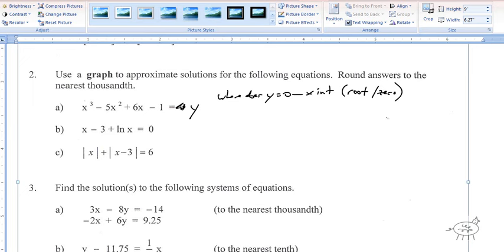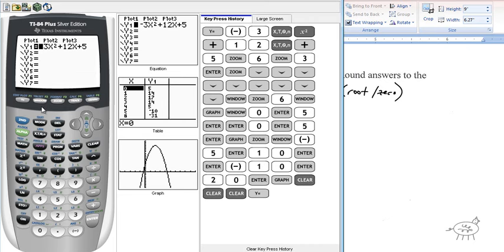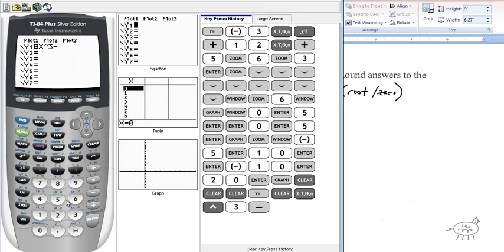Let's plug that equation into the virtual TI here. Let's clear this out of here. Do y equals, clear that out, and we're going to do x cubed minus 5x squared plus 6x minus 1.